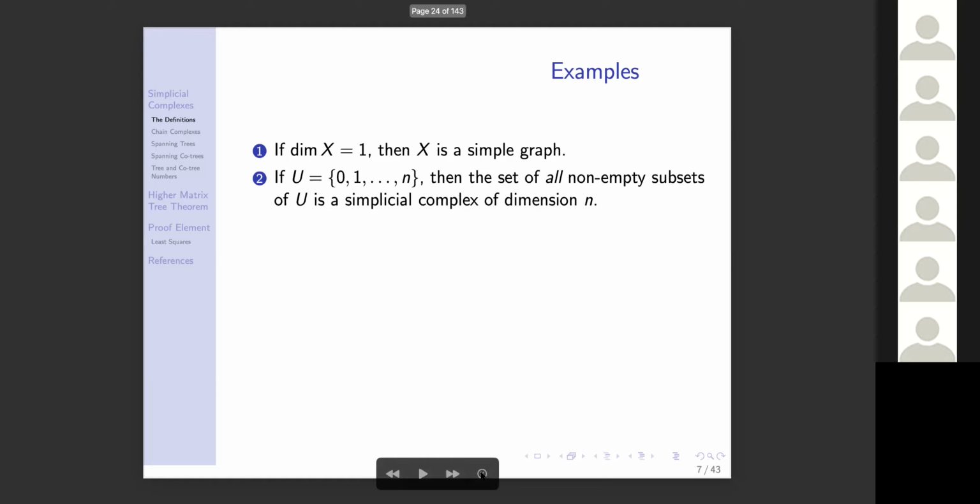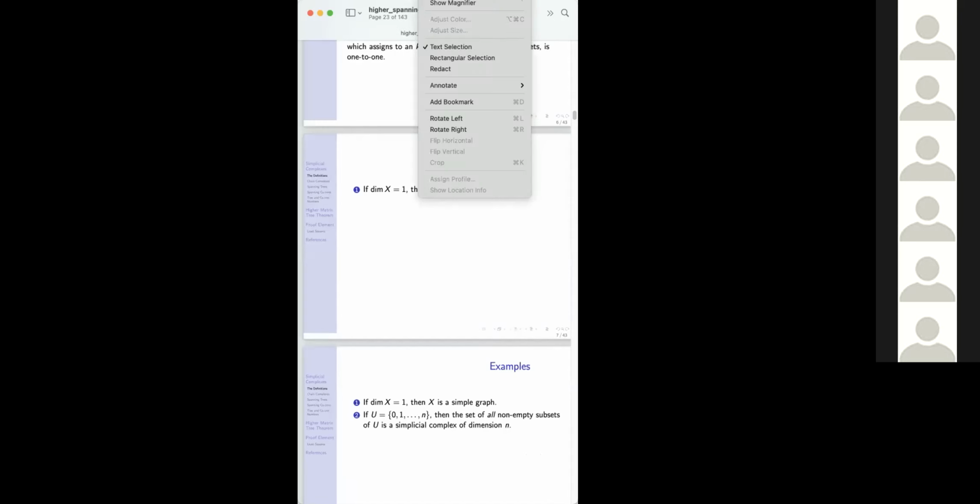Oops, and now I've lost my... this is really buggy.